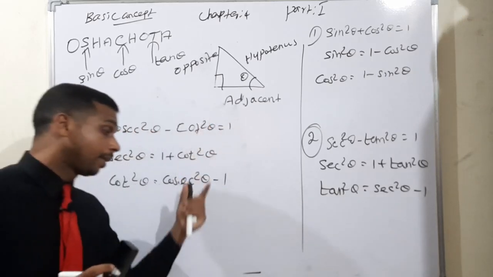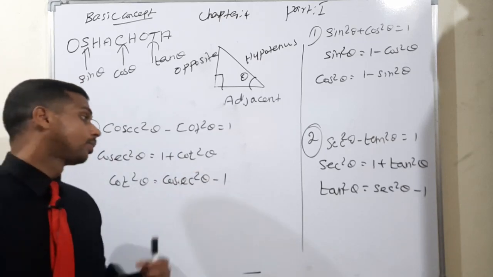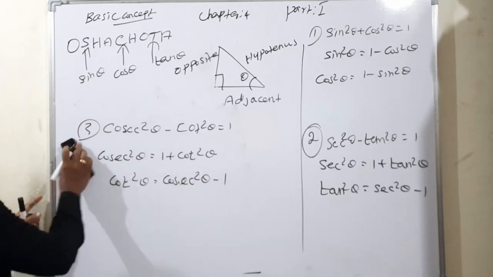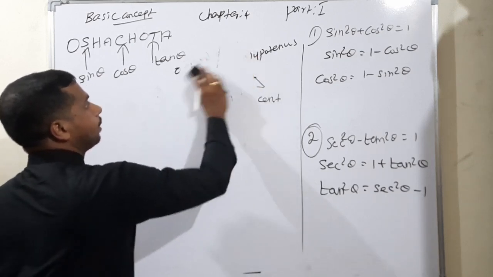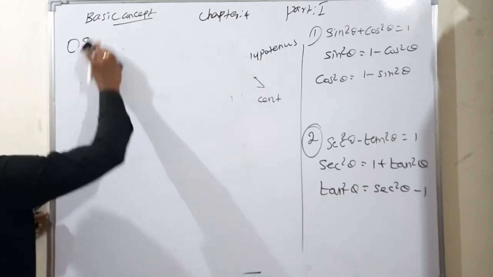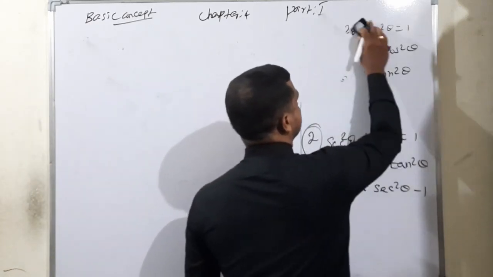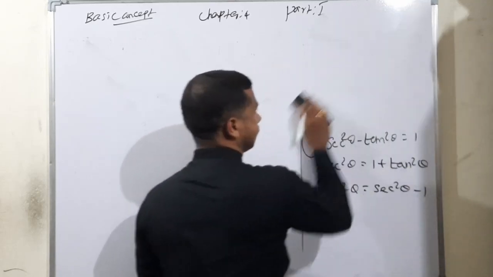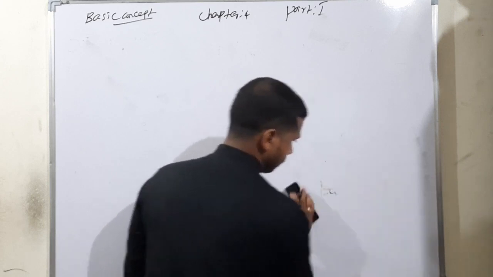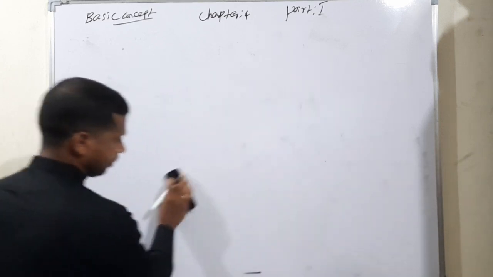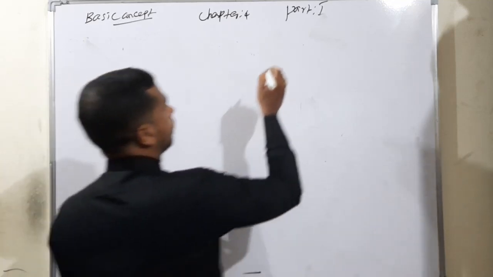Okay, from these three basic identities we can derive three important formulas. This is also important. Okay, then I am moving to one of the important topics, the truth table. Okay, listen.